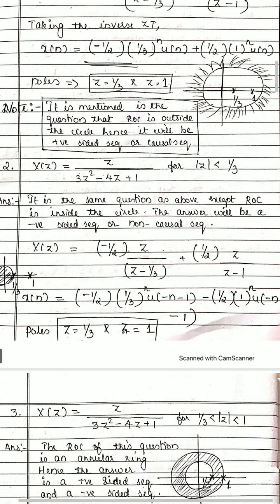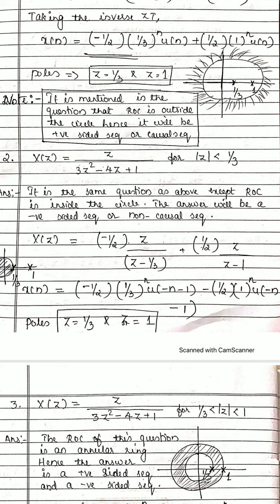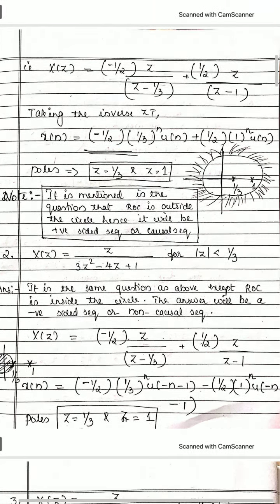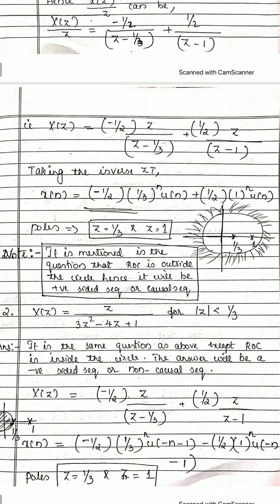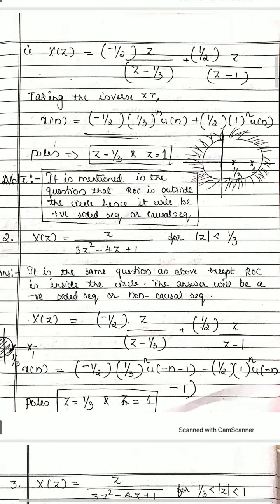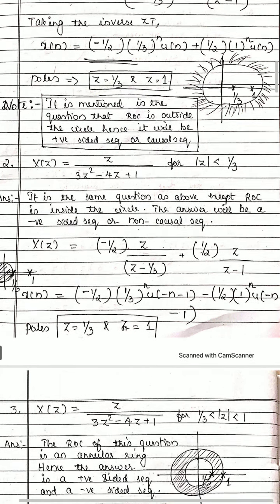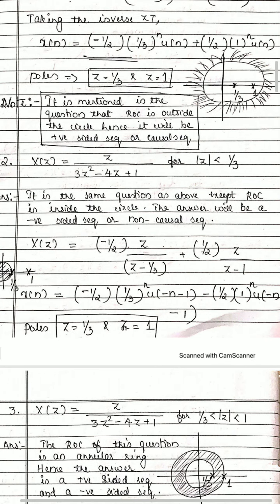You can get the value of z equal to 1 by 3 and z equal to 1. Everything is same. The poles are same, zeros are same. The only thing is, since it is an anti-causal sequence, we need to concentrate on the standard form. Instead of 1 by 3 to the power of n u of n, you should write 1 by 3 to the power of n u of minus n minus 1, right?